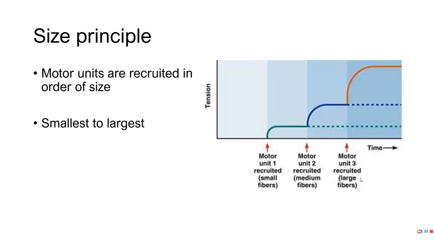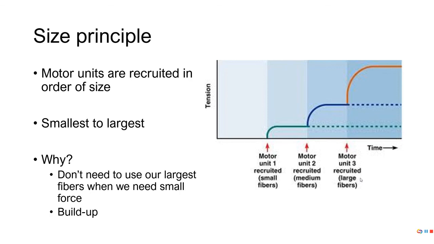And this relates to the size principle. We recruit motor units in the order of their size. So we go from the smallest to the largest. And the reason that we do this is so we don't use our large fibers when we need small force.